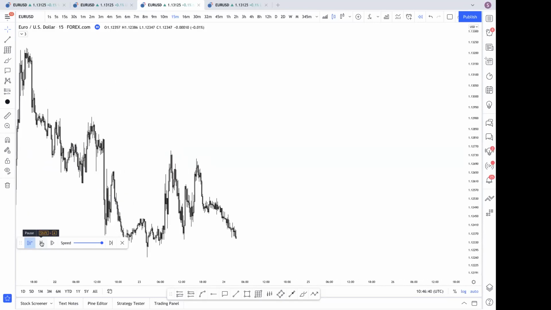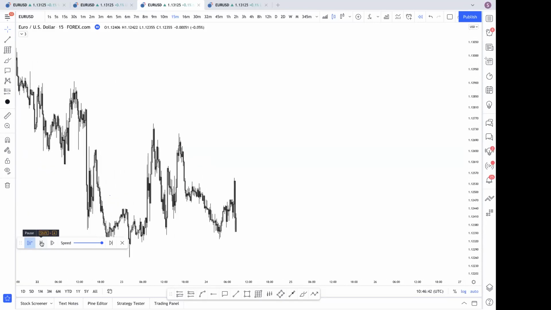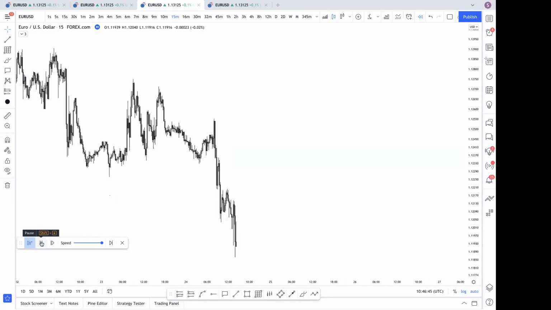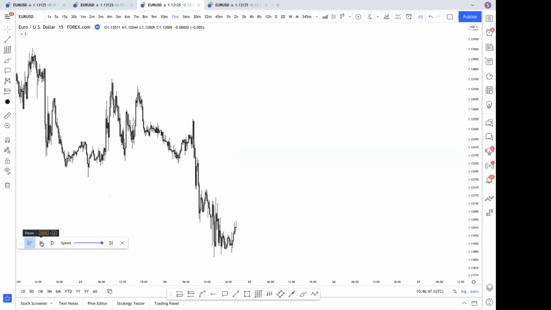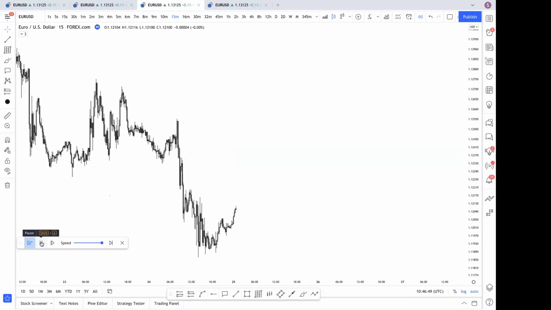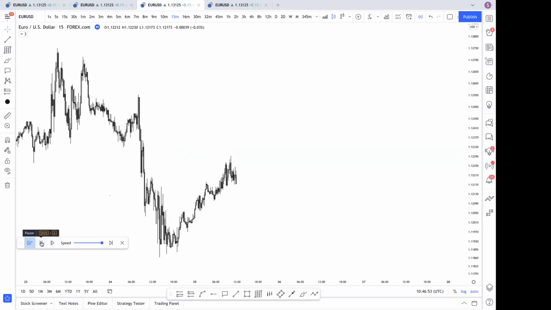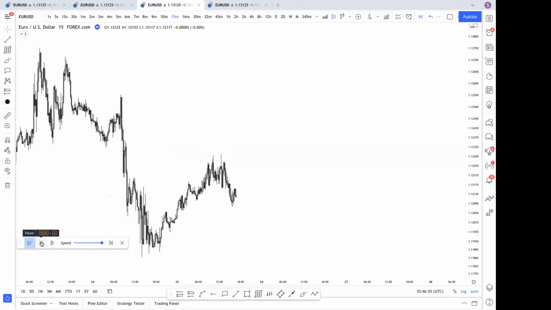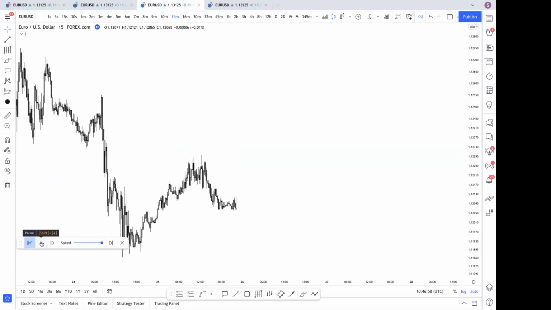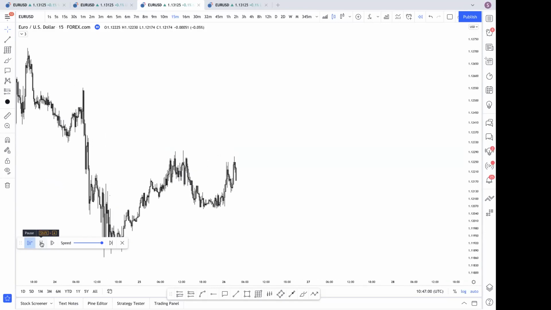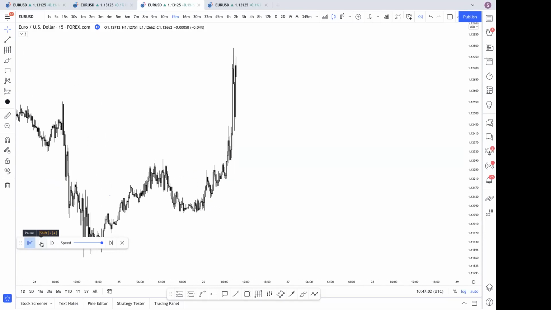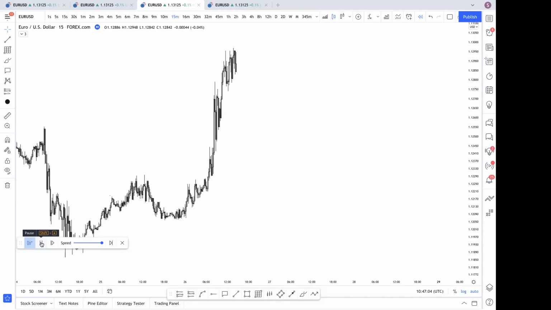Then where is it? Yeah, then we get this big drive down. Then we get proper bullish structure over here. Then price continues up from higher lows and we get another good pullback. There we go.